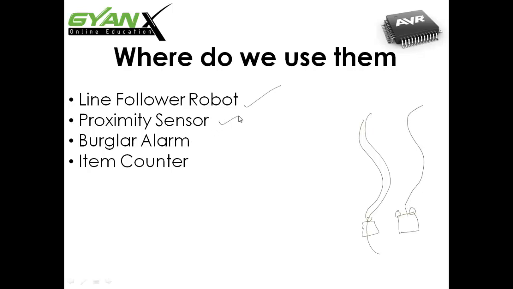Next is the proximity sensor, which is used to detect motion. Third is burglar alarms, or you can say anti-thief alarms, which are used for home security purposes. And the final is an item counter. This is a kind of counter in which we are using an IR sensor. The moment the object passes the LED, it just counts. So in this way we can use the IR sensors.